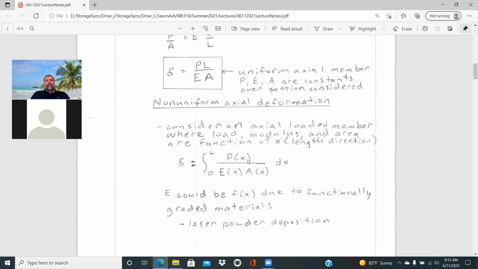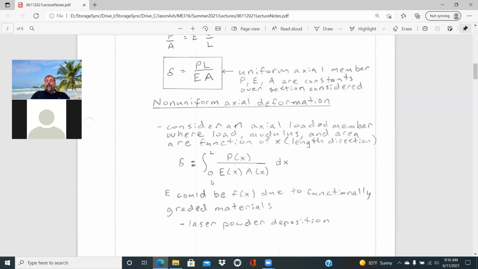And so for the non-uniform axial deformation, where we have the integral term, we can consider an axially loaded member where the load, modulus, and area are all functions of x along the length of the axial member. And so that displacement would be, each of these is a function of x: P of x, the Young's modulus E of x, and if the geometry varies along x, the area A of x. And so the displacement would be that integral with respect to x, putting in the limits of integration from 0 to L.